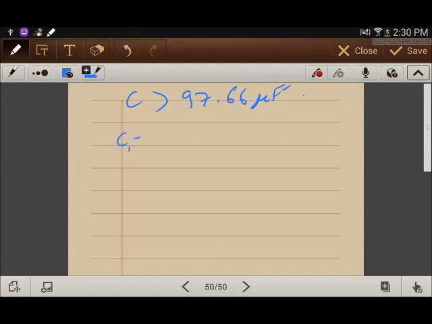So the minimum capacitance needed is equal to 97.66 micro multiplied by 1.25, the safety factor, which is equal to 120 microfarad. So I designed the L and the C for this converter.